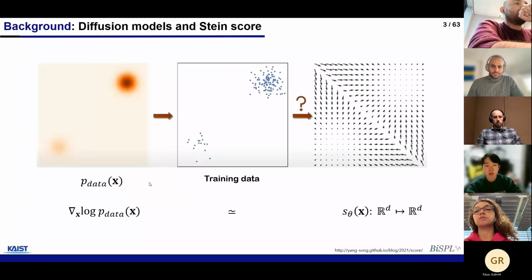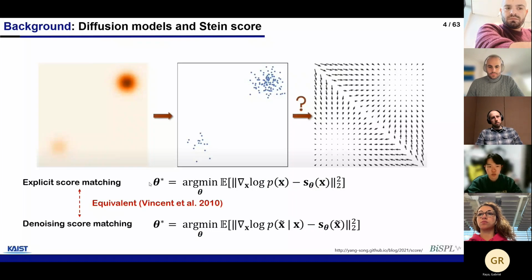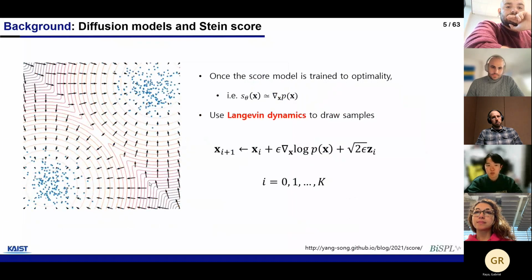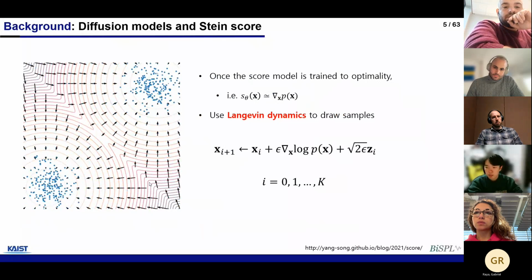I'll just briefly cover the basic concepts of diffusion models. I don't want to bore you too much, but I'll speak briefly from a score perspective. What we do in diffusion models is estimate the gradient of the log density with the neural network S of theta, which points to the high density modes of the distribution. In order to circumvent the intractable explicit score matching, you train your network with denoising score matching, which boils down to essentially training a residual denoiser. Once that is done, you can use the trained score function to sample from the distribution P of X with, for example, Langevin MCMC.